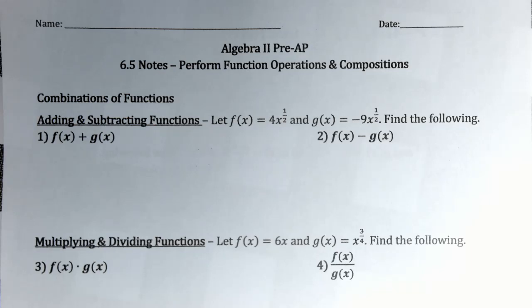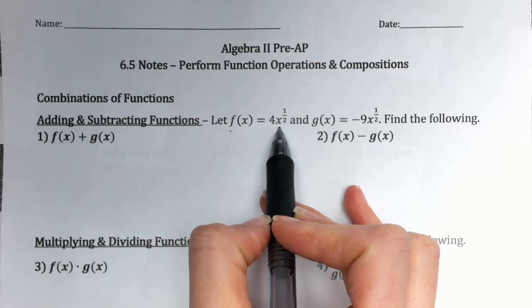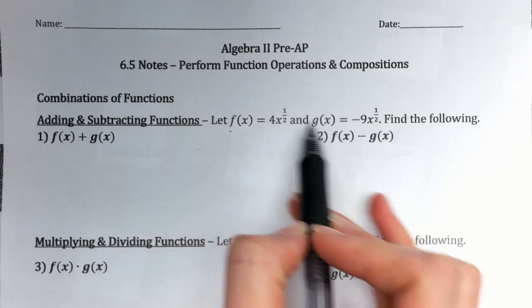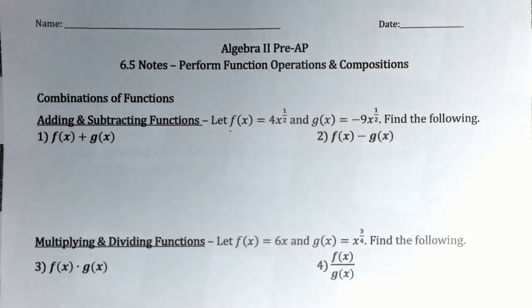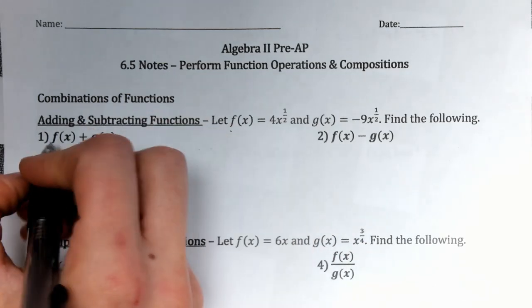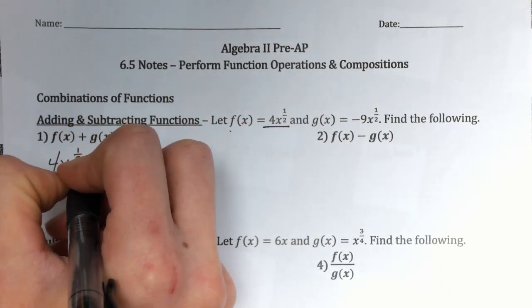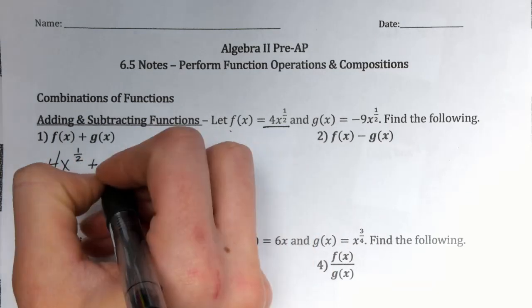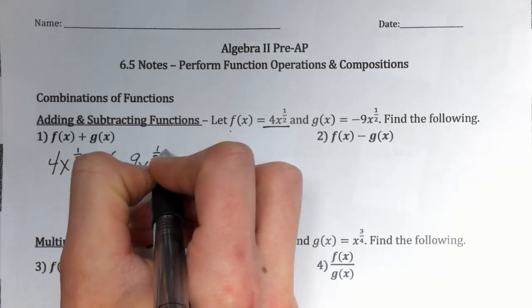So if I'm just adding and subtracting, say I give you f of x equals 4x to the 1/2, and g of x is equal to negative 9x to the 1/2. Remember that if I give you rational exponents, you work in rational exponents till the very end. So if I'm saying f of x plus g of x, then I'm taking whatever f of x is, which is 4x to the 1/2, and I'm adding it to the negative 9x to the 1/2.